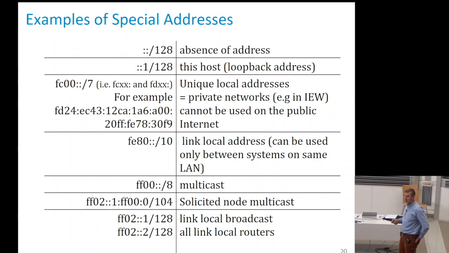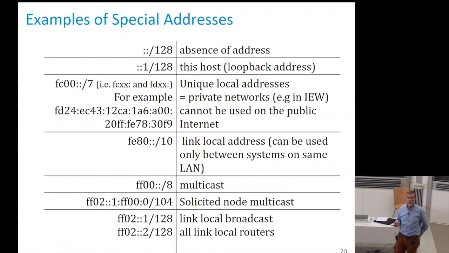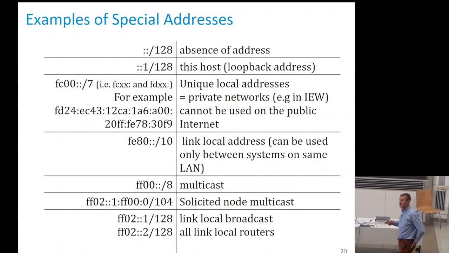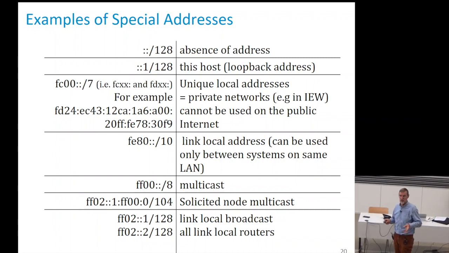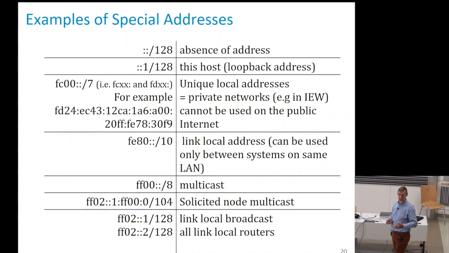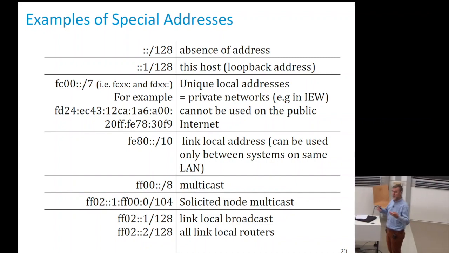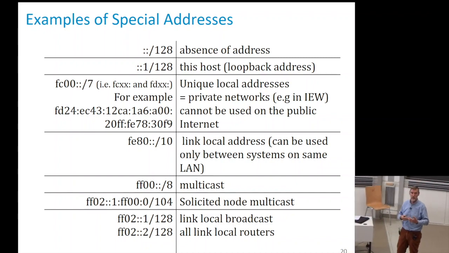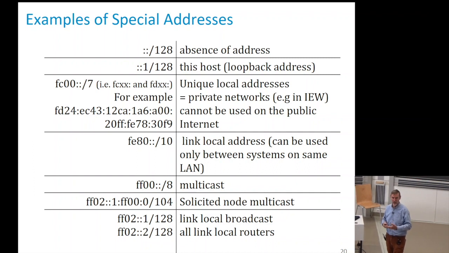Now the difference between IPv4 and IPv6 is that the link local addresses in IPv4 are used when nothing else works, so in principle you don't use them. But in IPv6 we use them all the time. So whenever communication is between two hosts that don't need to go through routers, they can, and often they will, use link local addresses.